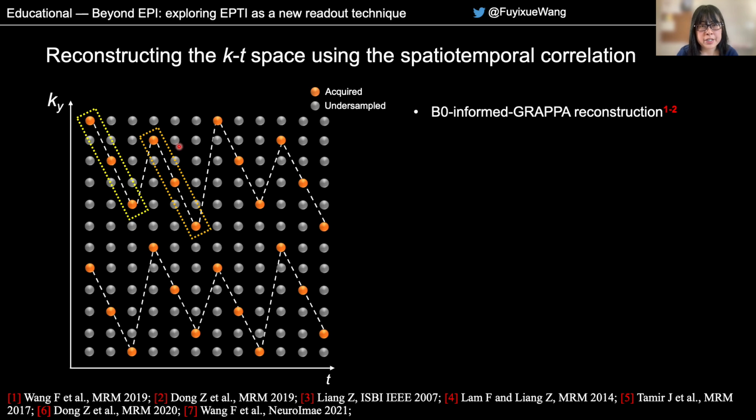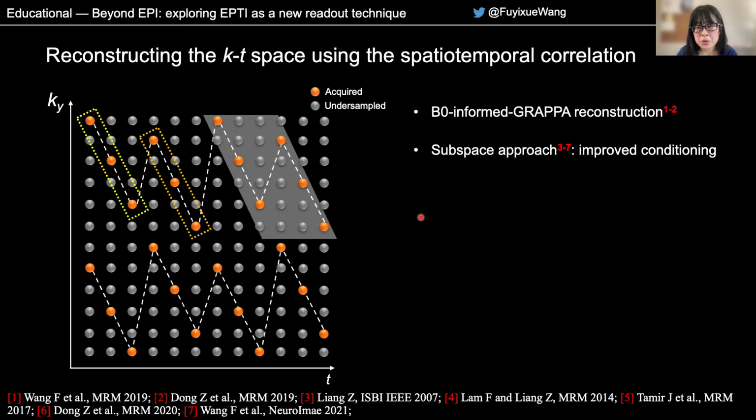To reconstruct the KT space, a B0-informed GRAPPA reconstruction was originally proposed. Different from conventional GRAPPA, the kernel is applied in the KT space. So in addition to the spatial information of the coil sensitivity, the kernel also contains the B0 information along the time dimension within this small kernel. And the kernel is applied across the KT space to recover missing data points.